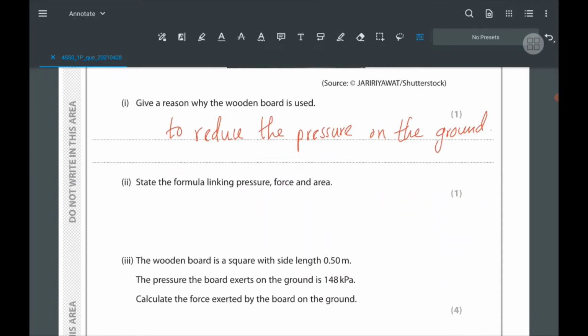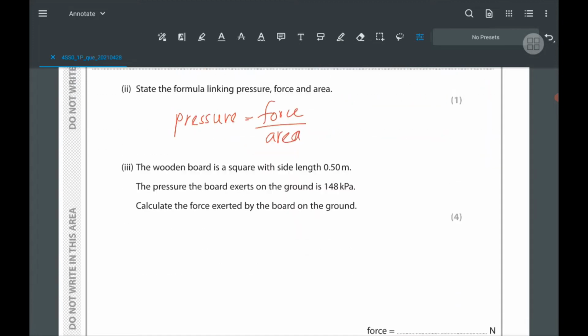Next one, state the formula linking pressure, force and area. So it will be pressure equals force over area. Now when you have to state these equations, I would recommend you to write down the equation in word format without writing the symbol format.